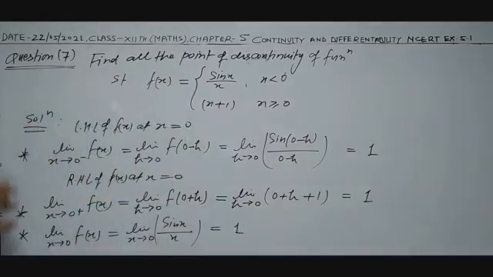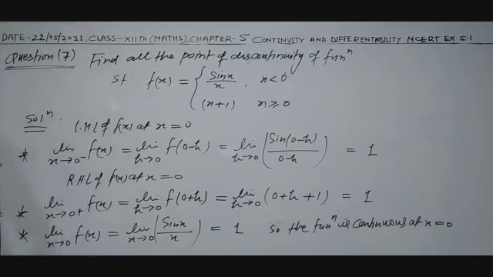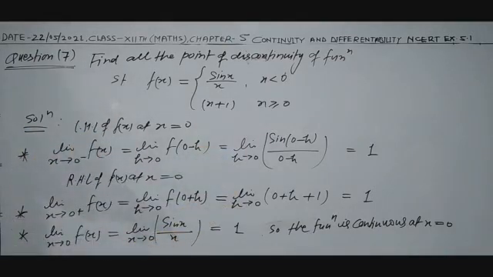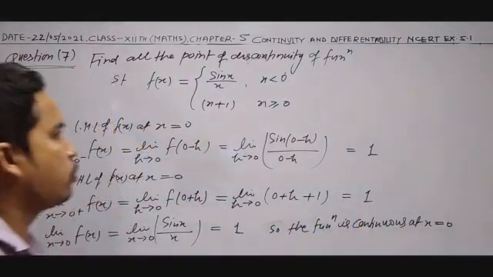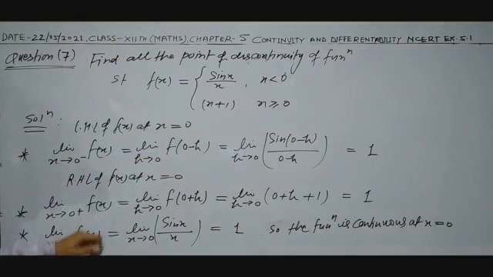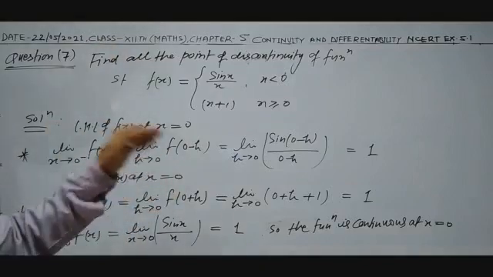So all three values are equal. So the function is continuous at x is equal to 0. Left hand limit, right hand limit, value of the function at the given point, all are equal, and that result is 1. So the function is continuous at x is equal to 0.